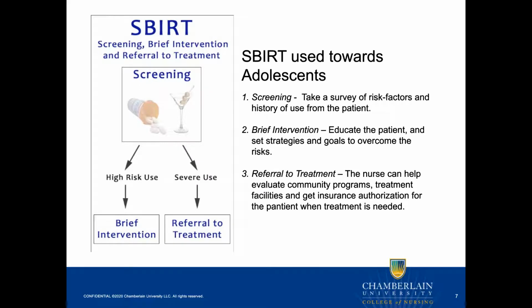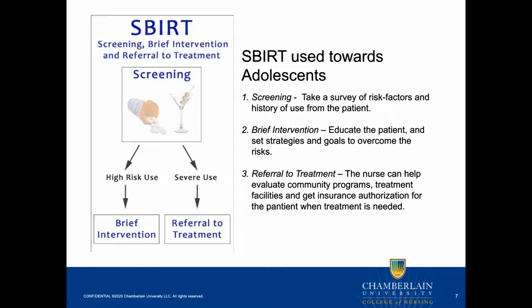SBIRT is used as an approach to identify high-risk and afflicted individuals for substance abuse disorders. The screening, for example, takes a survey of risk factors and history of use from the patient. During a patient's annual physical exam, a survey regarding their high-risk factors and use of substances could be taken to assess their overall risk for abuse or current affliction.